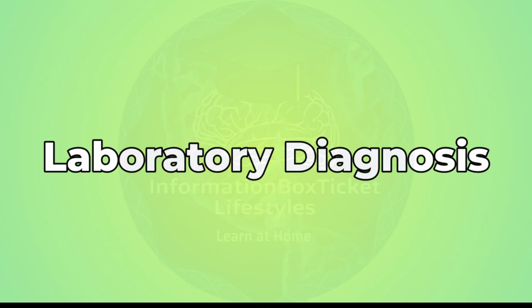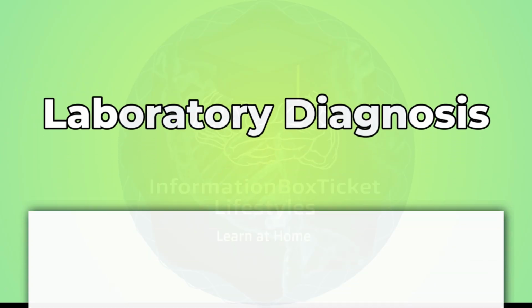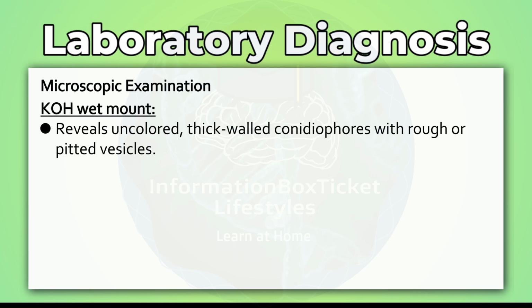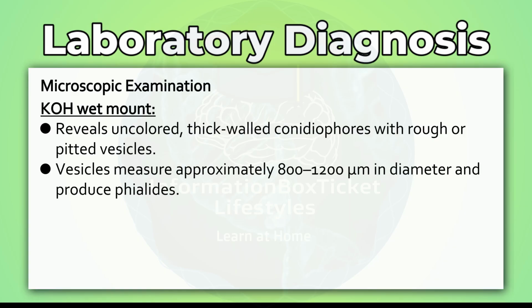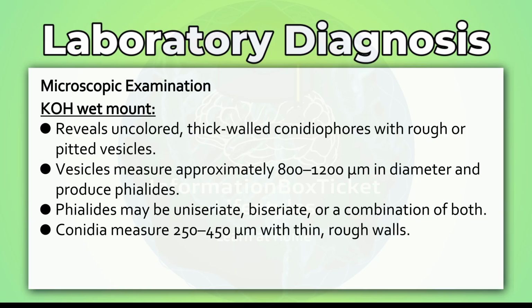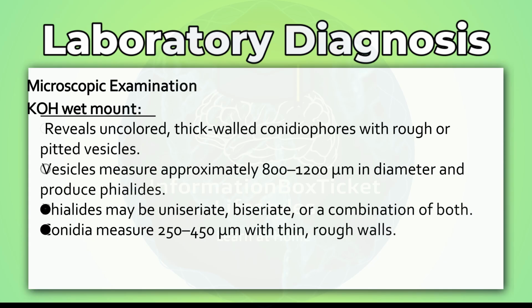Laboratory diagnosis for Aspergillus flavus. Microscopic examination. KOH wet mount reveals uncolored, thick-walled conidiophores with rough or pitted vesicles. Vesicles measure approximately 800 to 1200 micrometers in diameter and produce phialides. Phialides may be uniseriate, biseriate, or a combination of both. Conidia measure 250 to 450 micrometers with thin, rough walls.